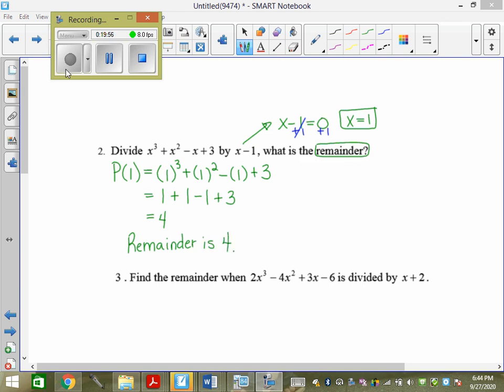Now you know what I'm going to ask you next. Is x minus 1 a factor of that polynomial? No, because the remainder is 4, not 0. So this is just a little side note. I know it didn't ask us for this, but we're going to do it as a side note. X minus 1 is not a factor.